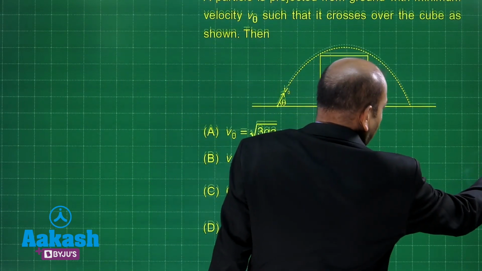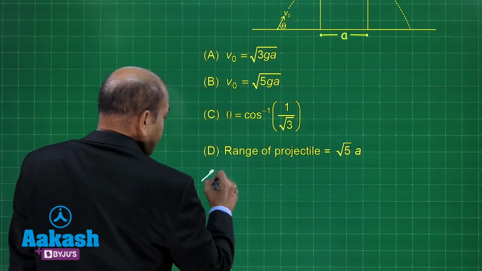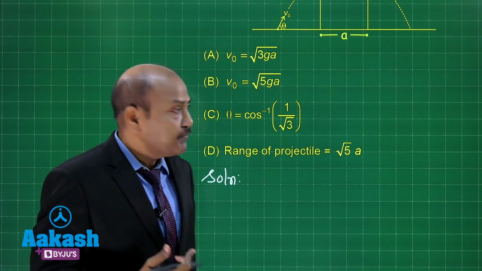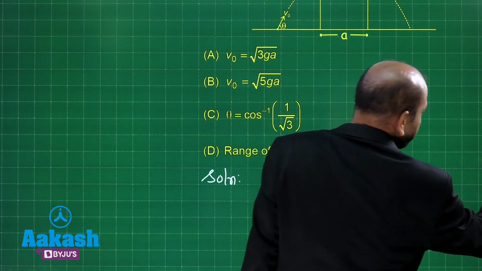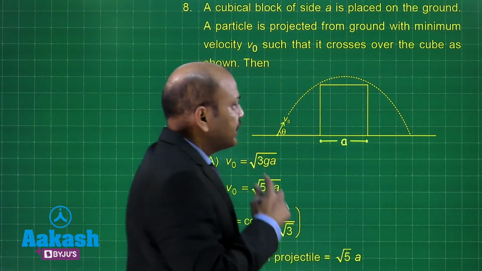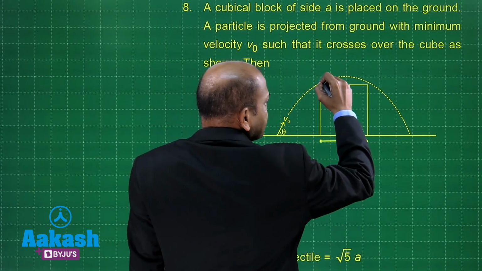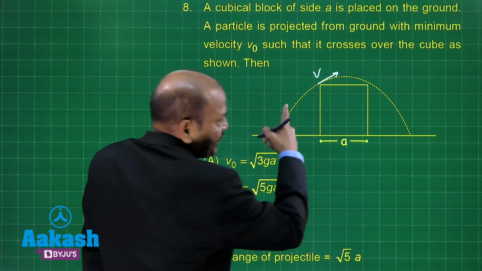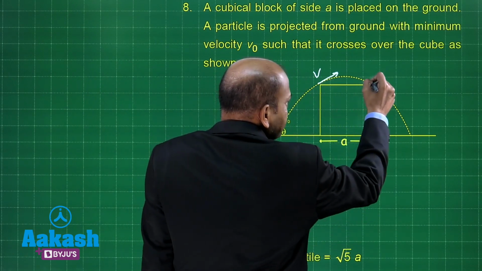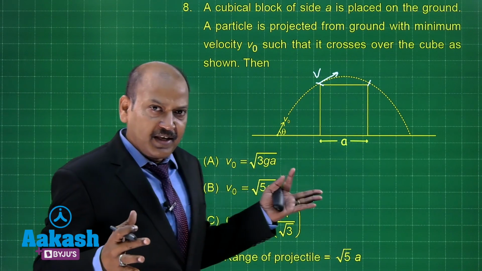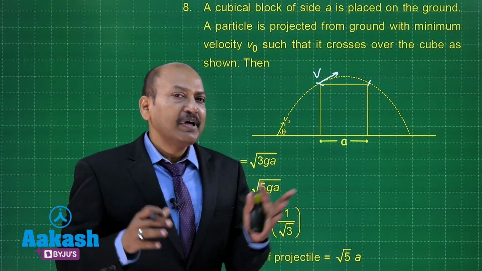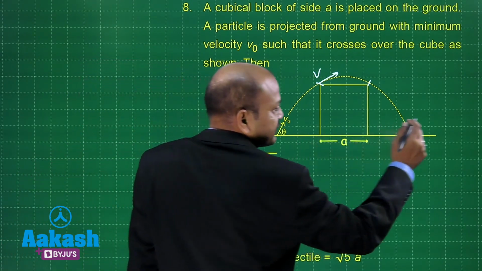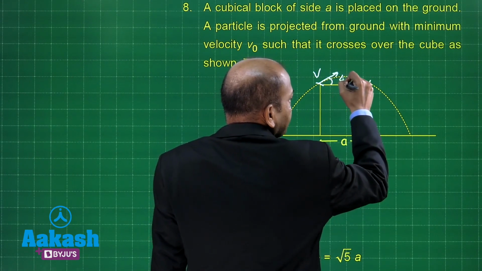Now, what are the key points in solving this? The question says that the speed of projection is the minimum speed for which it clears the edges of the cube. And what it means is that at this point the speed is minimum, okay, let us say the speed is v. So the range is fixed, the horizontal range between these two edges is a. So what is the minimum speed? Well, for minimum speed the angle with horizontal at this position must be 45 degrees. So that will be a key point in solving the question.